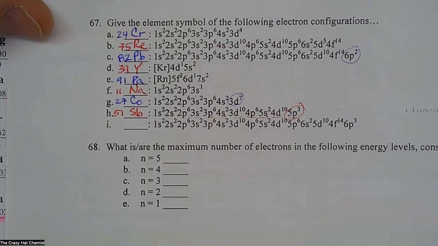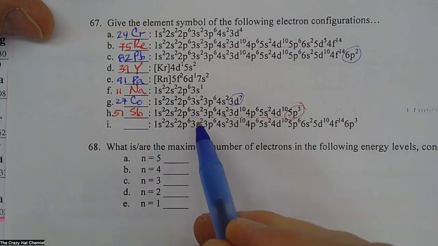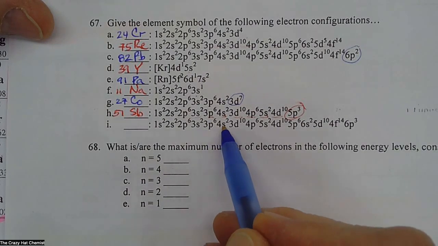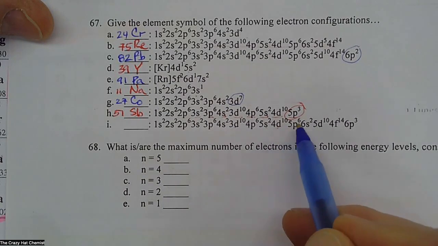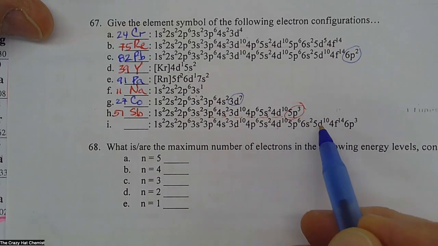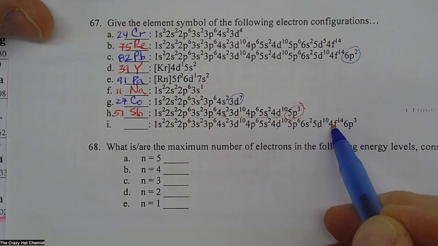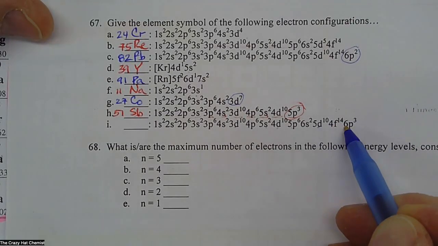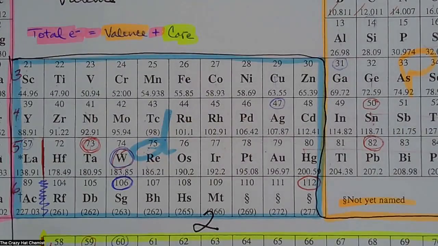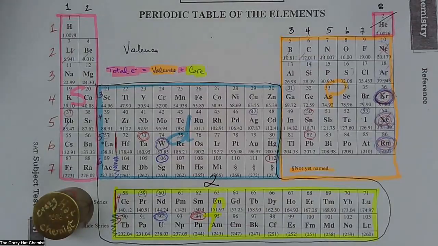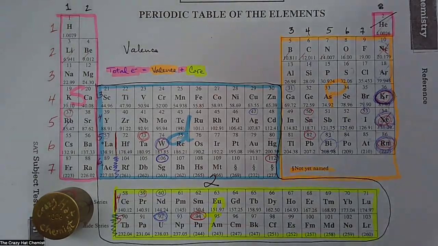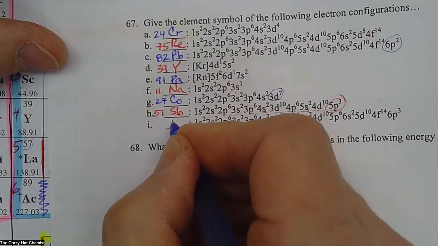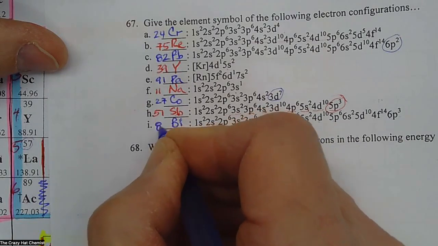Perfecto. This last one here: 1s2, 2s2, 2p6, 3s2, 3p6, 4s2, 3d10, 4p6, 5s2, 4d10, 5p6, 6s2, 5d10, 4f14, and 6p1, 2, 3. Oh my gosh, bismuth. Element number 83, bismuth.